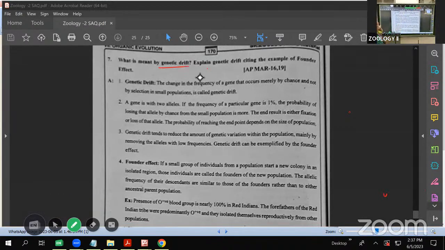Genetic drift is the change in the frequency of genes. The change in gene frequency occurs suddenly, not by nature. The change in the frequency of a gene occurs by chance, not by selection, in a small population. Suddenly the frequency will be changed. In a small population, the frequency of genes changes by chance, not by selection. That we call genetic drift.